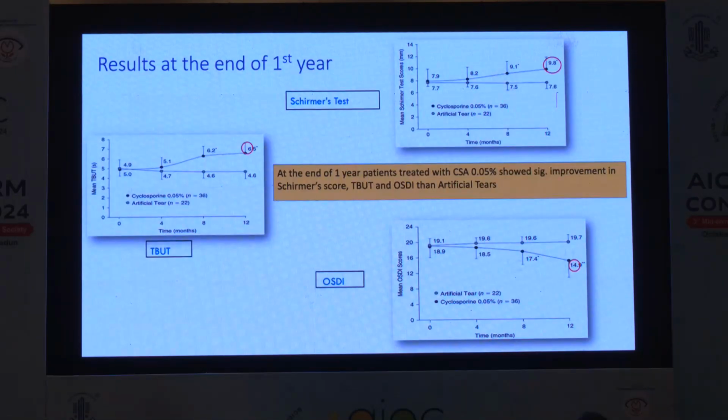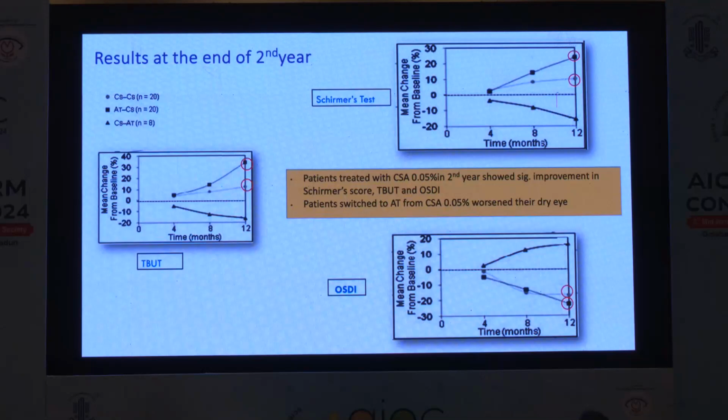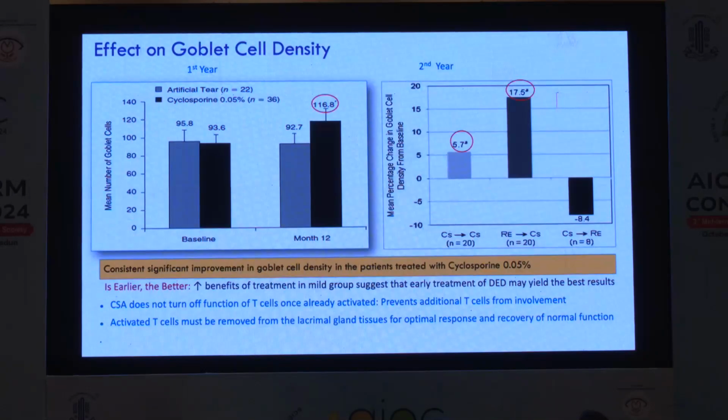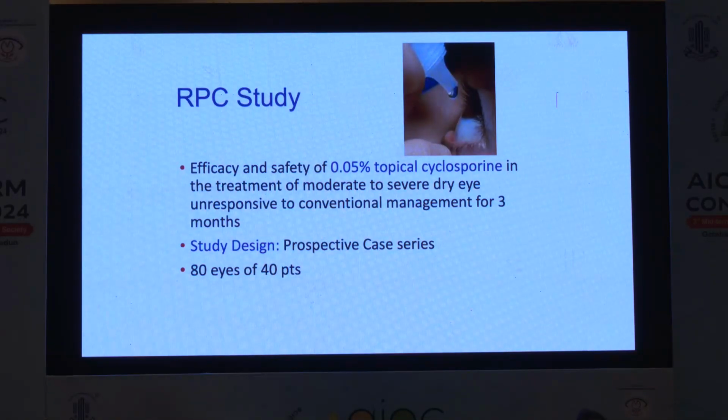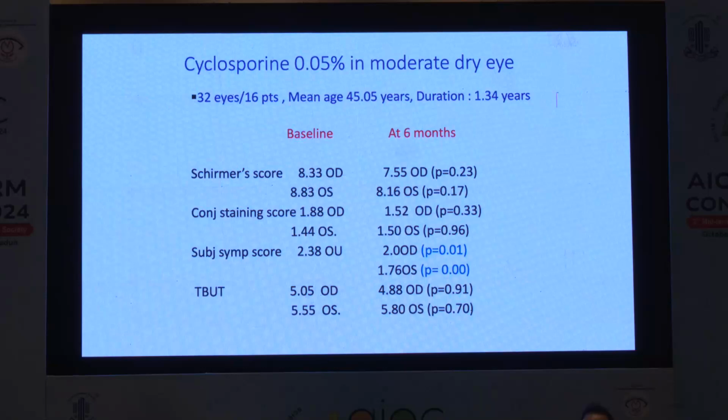And it was found that even after you actually take it off, some amount of effect does remain for a good amount of 3 months. And so when you are putting the patients back on cyclosporin, you should always at least follow them up for 6 months. This is the study which was done at our center, role of 0.05% topical cyclosporin, the Cyclisis PF, which comes from INTAS, and this was a prospective case series of 80 eyes of 40 patients.